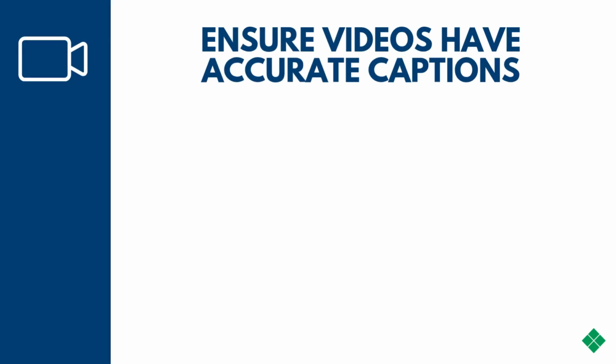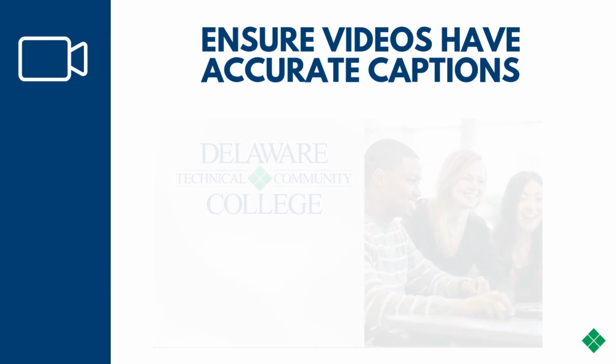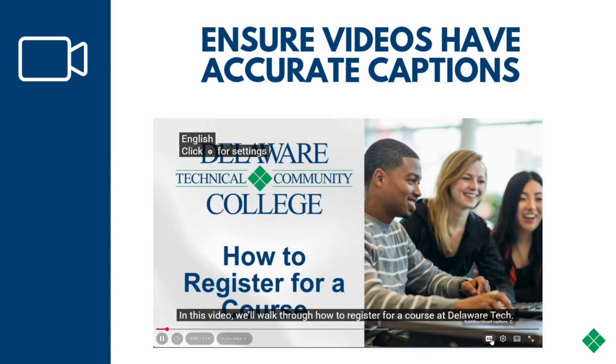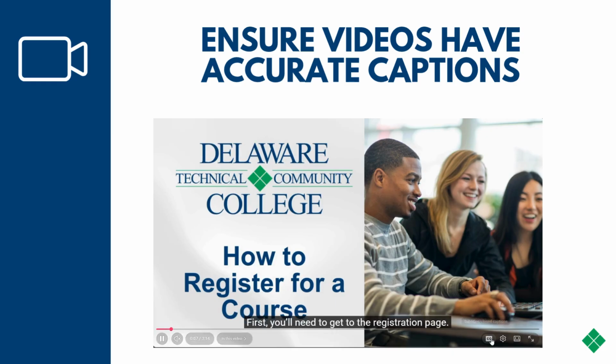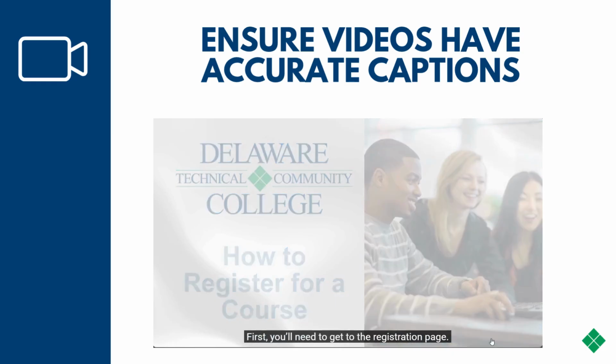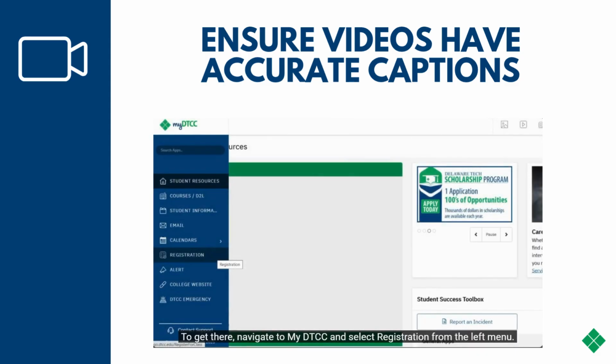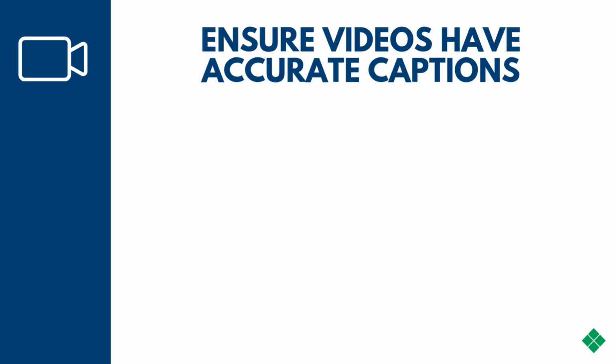The fourth accessibility essential is ensuring your videos have accurate captions. Captions make video content accessible for students who are deaf or hard of hearing. They are also useful for anyone who cannot listen with sound on in a given moment, or who prefers to read along. For videos you find and share from outside sources, you cannot edit the captions directly.